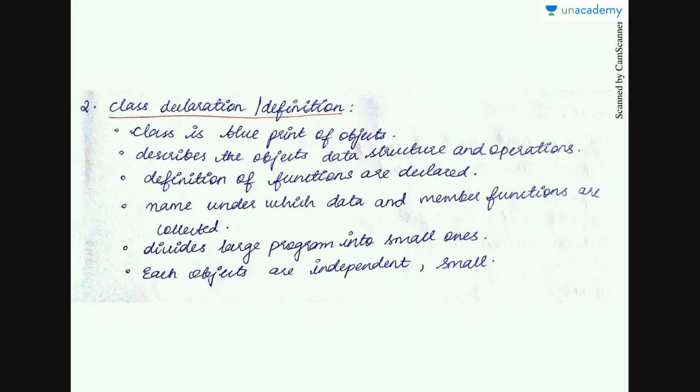Next is class declaration or definition. What is a class? A class is a blueprint of objects, and it describes the object's data structure and operations. When you have an object, what operations can that object do? Everything should be declared already. Hence we have the class declaration, and the functions are declared there. So the functions you'll be using in the class should also be declared in the class declaration. It's a name under which data and member functions are collected.